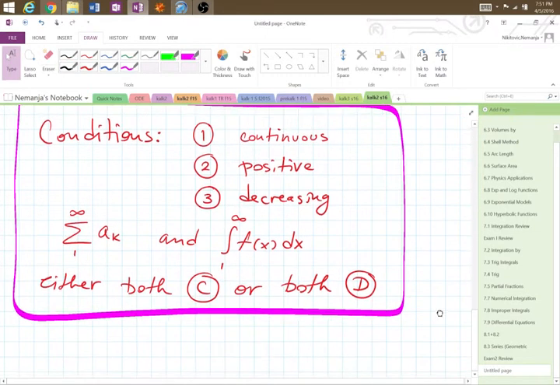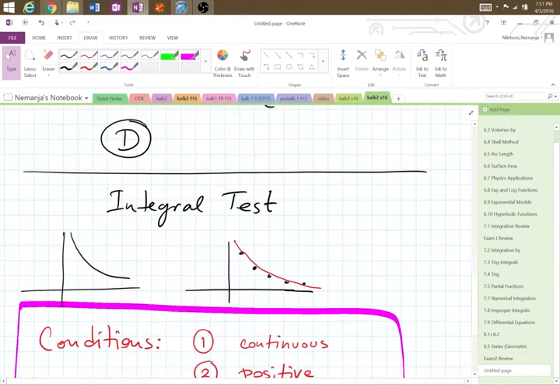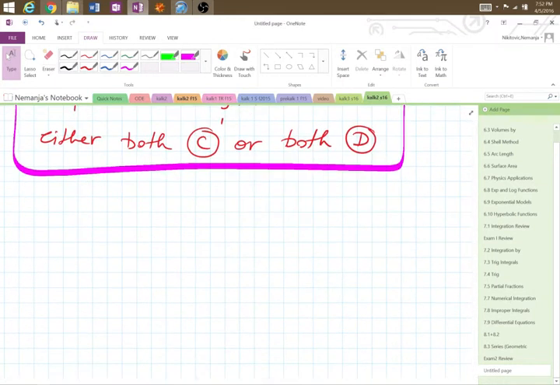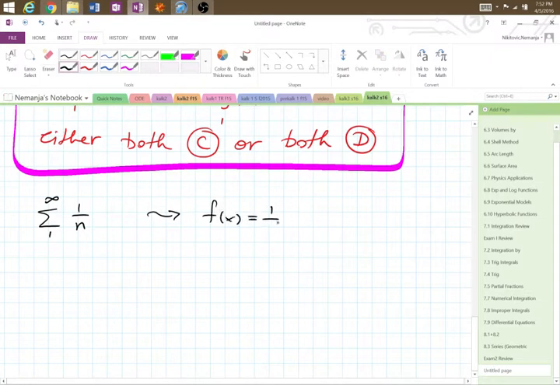Now let's do a simple example. Remember how I told you up there that we were trying to test 1 over n and we didn't know whether it converges or diverges because the limit was 0, so our divergence test was inconclusive. Let's see if we can use the integral test to show what's happening here. So the summation from 1 to infinity of 1 over n. Now 1 over n is something that I can write as 1 over x, right? So I can create the continuous function f of x equals 1 over x.